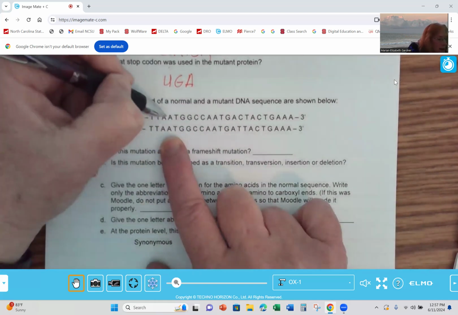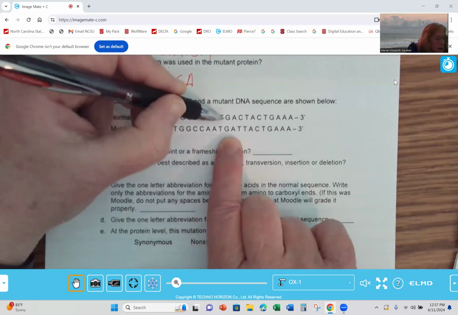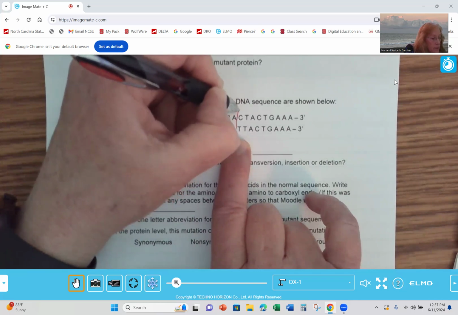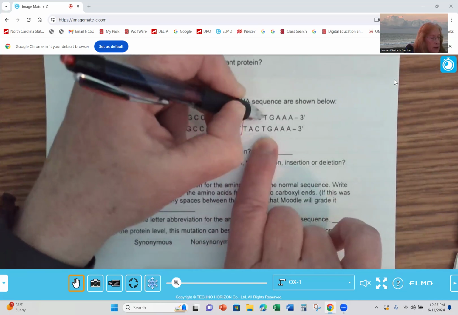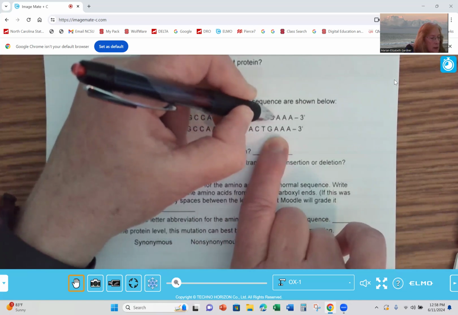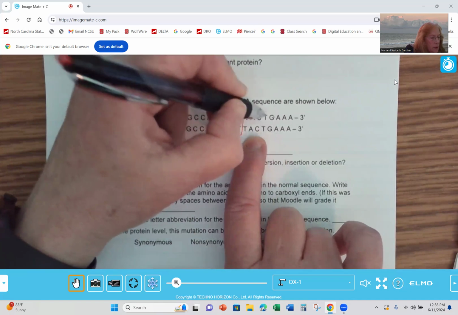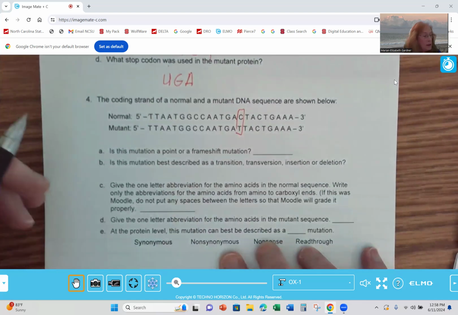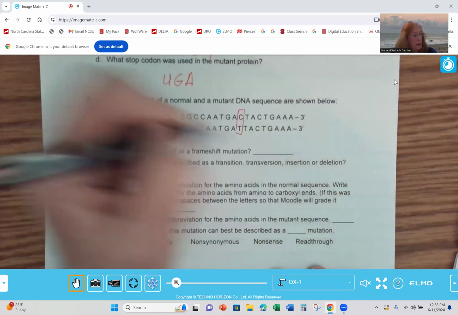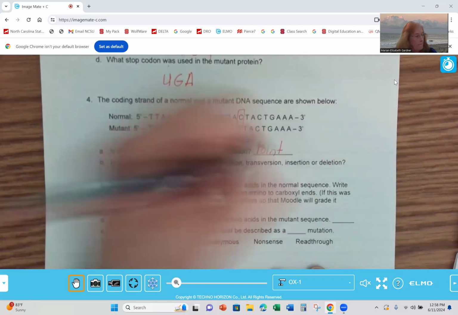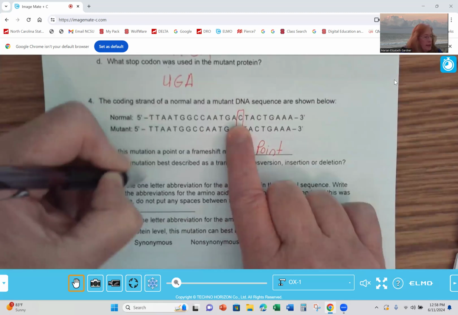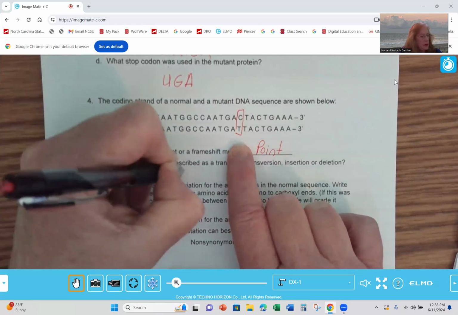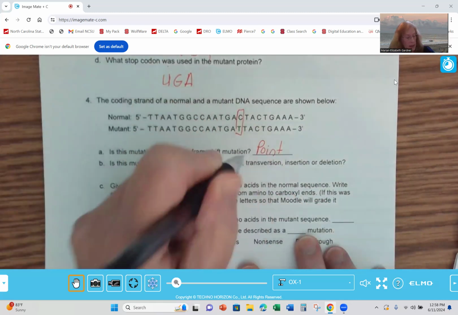So if I look along these, there's something that changed. Yep, looks like that's the only change. So what happened is that this is a point mutation. And this went from a C to a T, which means it went from a CG base pair to a TA base pair, which is going to be a transition.